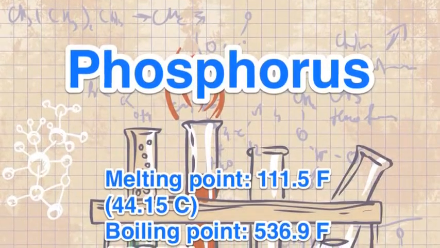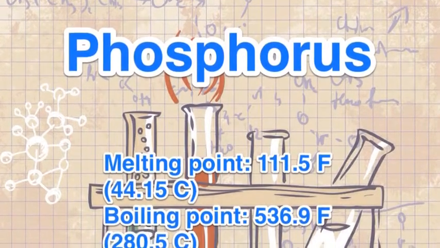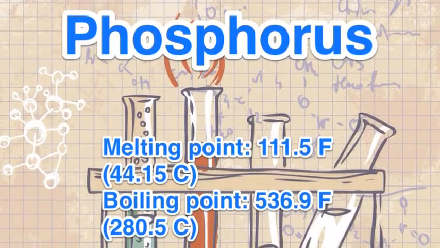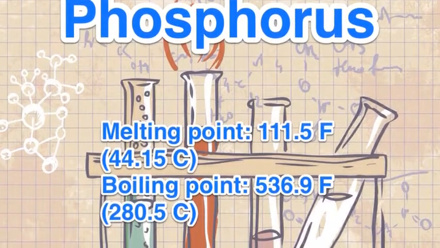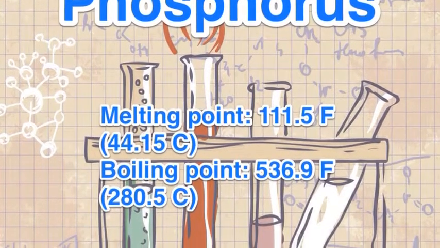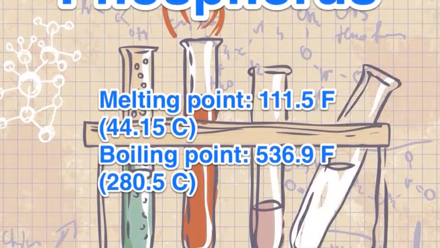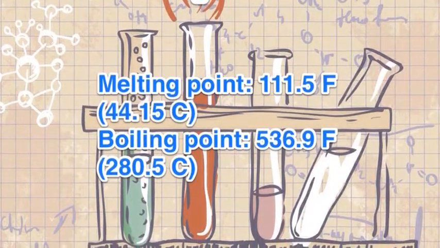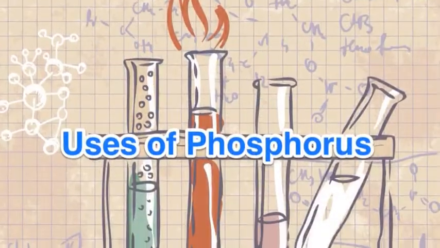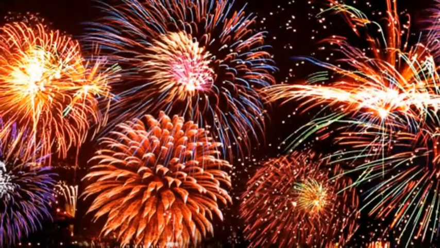The melting point for this element is 111.5 degrees Fahrenheit, or 44.15 degrees Celsius. The boiling point of this element is 536.9 degrees Fahrenheit, or 280.5 degrees Celsius. Phosphorus is used for the manufacture of safety matches, fireworks, and more.